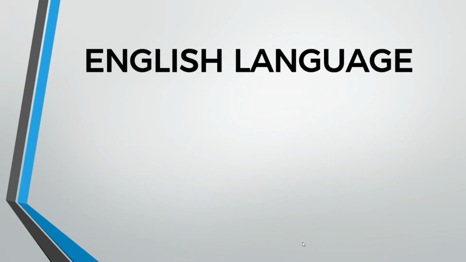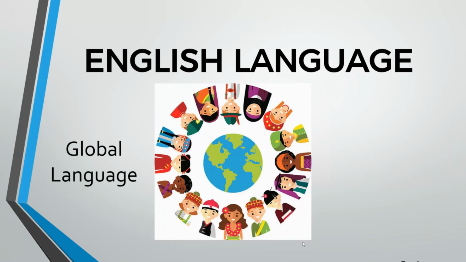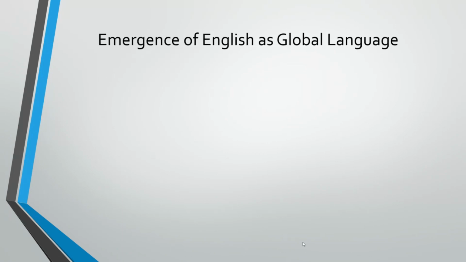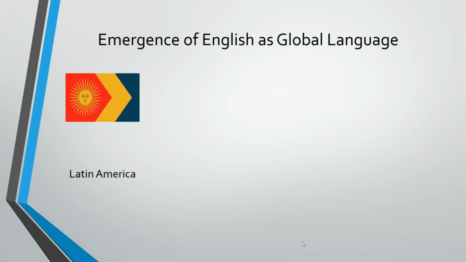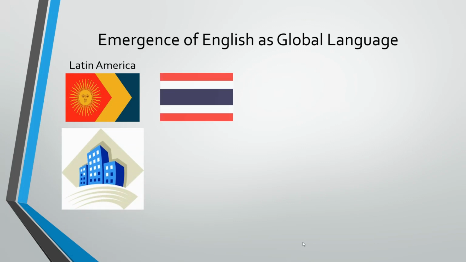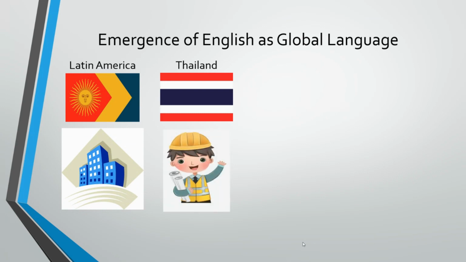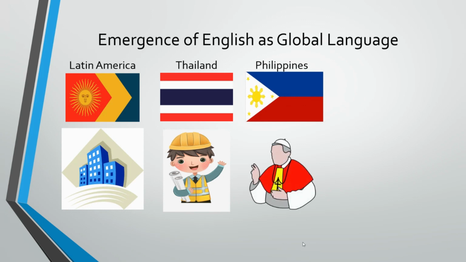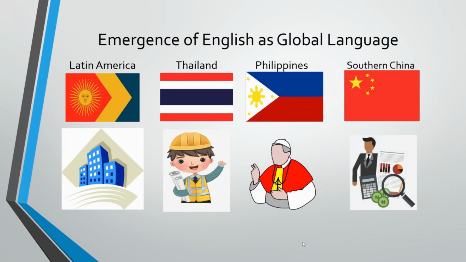English language is considered the global language. It is a powerful and influential language. David Nunan presented a vignette on how English emerged as a global language. In Latin America, English is the official language of communication within a corporation. In Thailand, Chinese and Thai engineers use English as a medium of communication during the construction of a dam. In the Philippines, the Pope addresses the faithful in English. And in southern China, English is used to present the written report in a Hong Kong accounting firm.